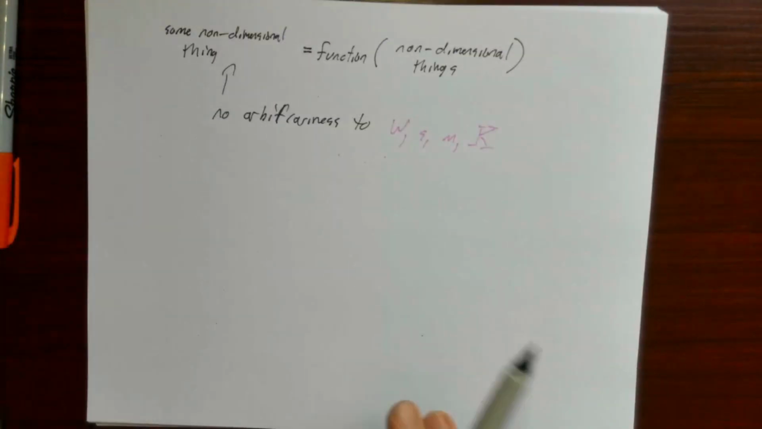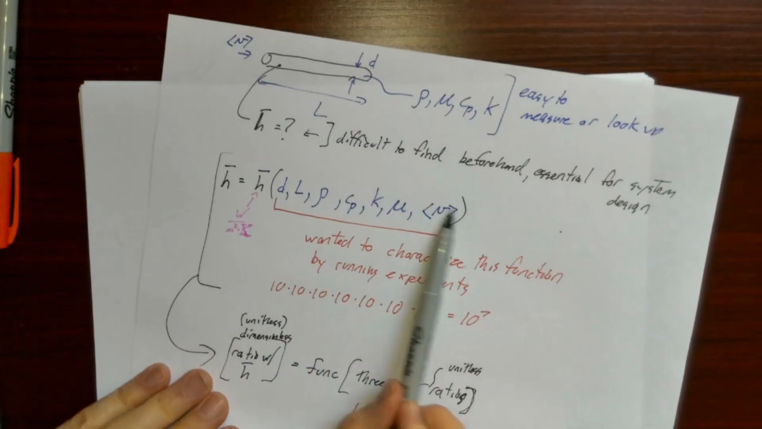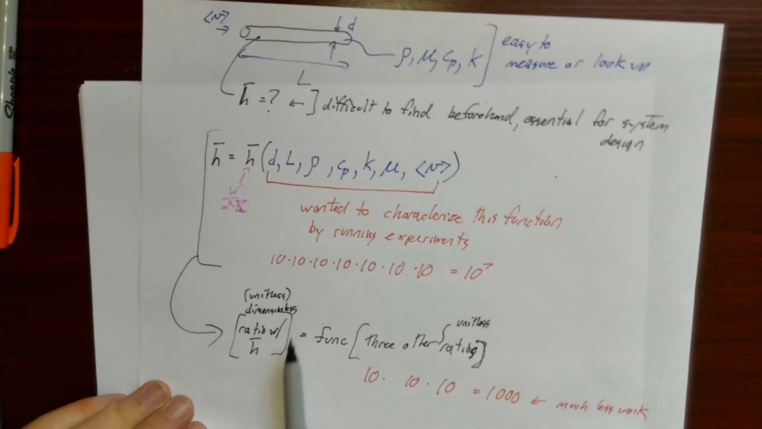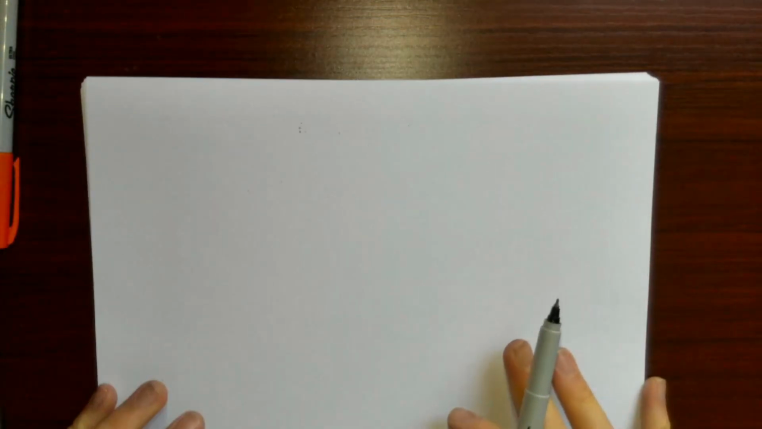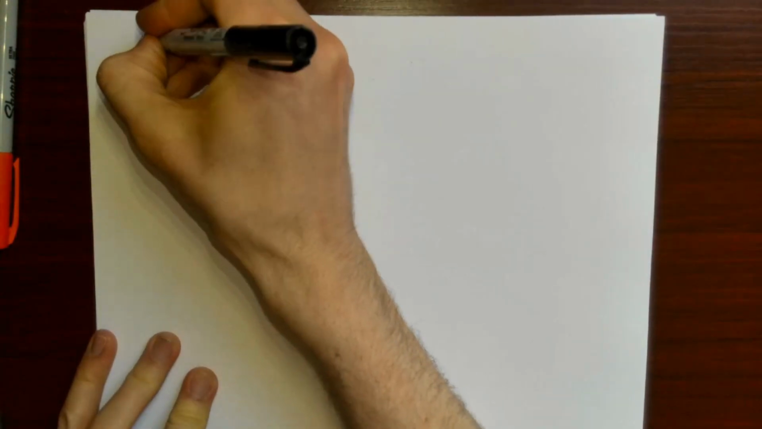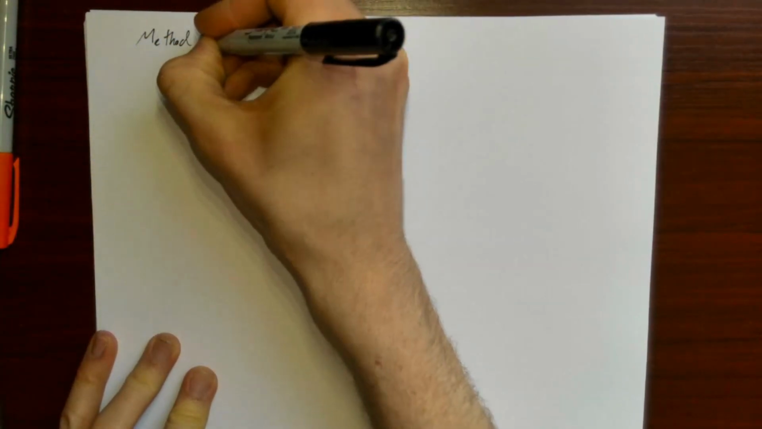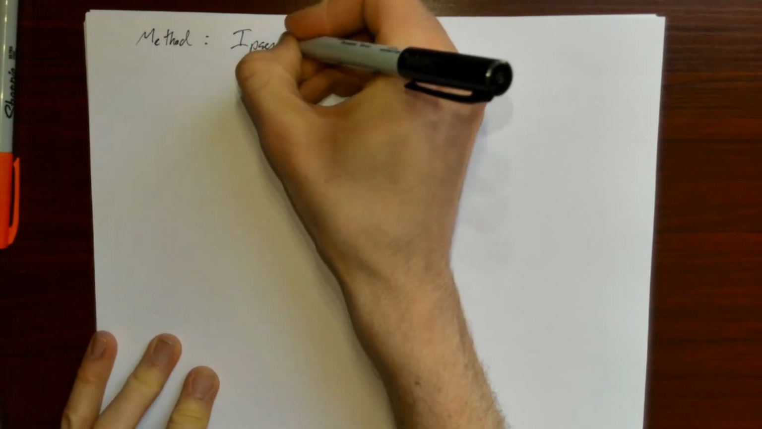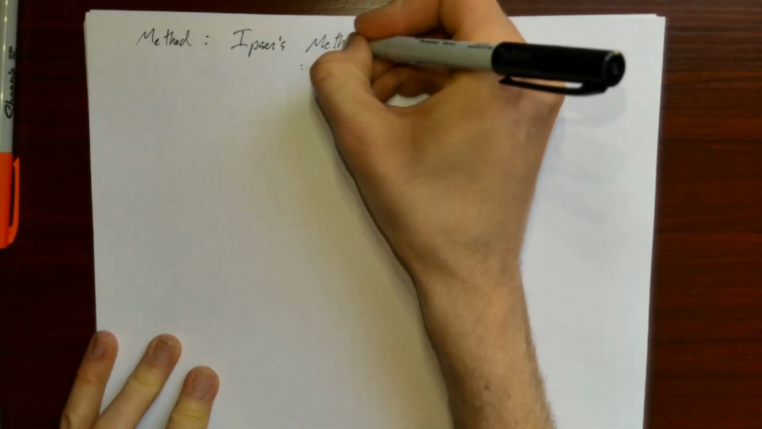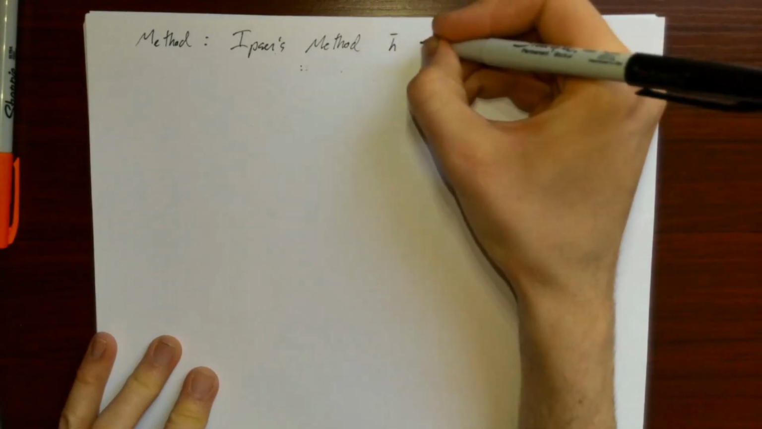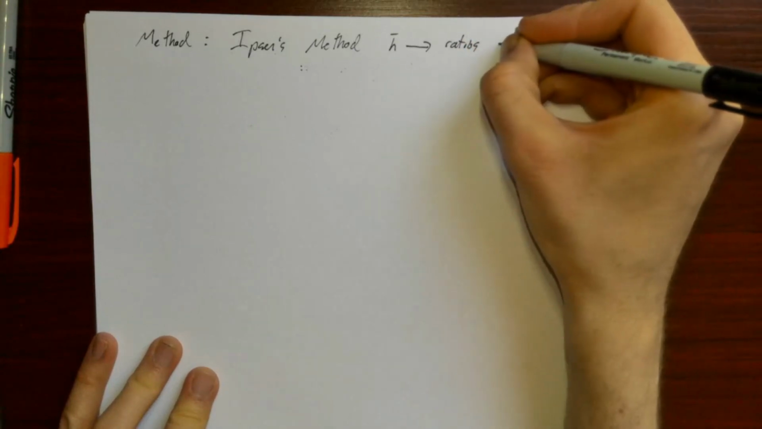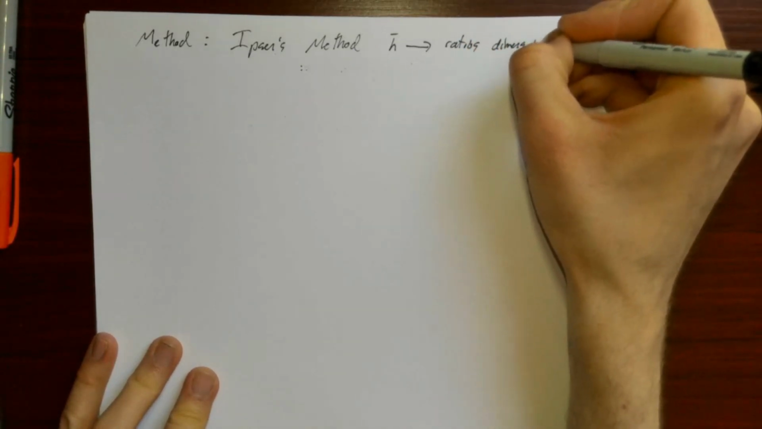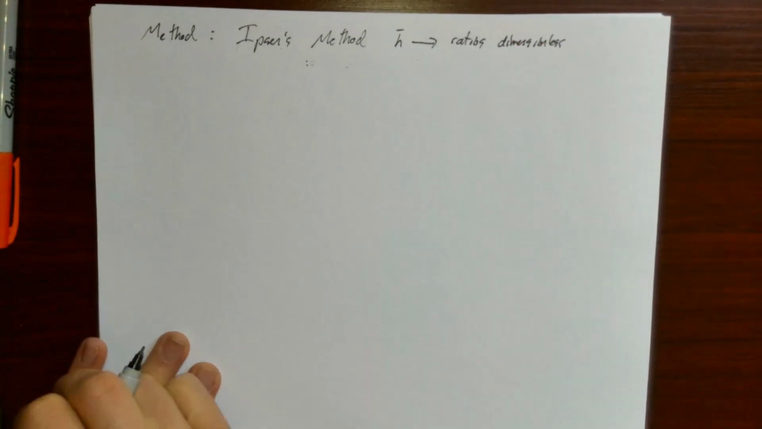So there's a precise method for going from this function of a whole bunch of variables that all have units to a function of fewer things that have fewer units. And this method is called Buckingham's method, where it's basically going from h bar as a function of a ton of stuff to ratios that are dimensionless, or you can think of them as unitless.